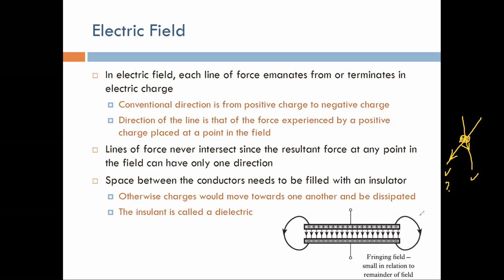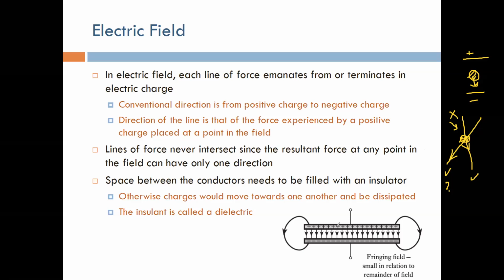You cannot actually have two different forces applied on the same particle. If you place a charge within the electric field, it's going to have only one direction of force applied to it. So you can only have one direction of the field at any given point, meaning that the electric field lines cannot intersect. If they intersect, then this will happen, and this is incorrect. You cannot have two directions of forces applied on a particular charge. You have only one direction.